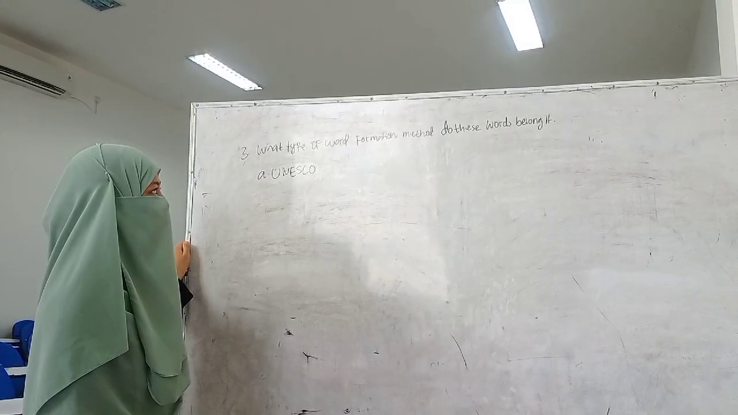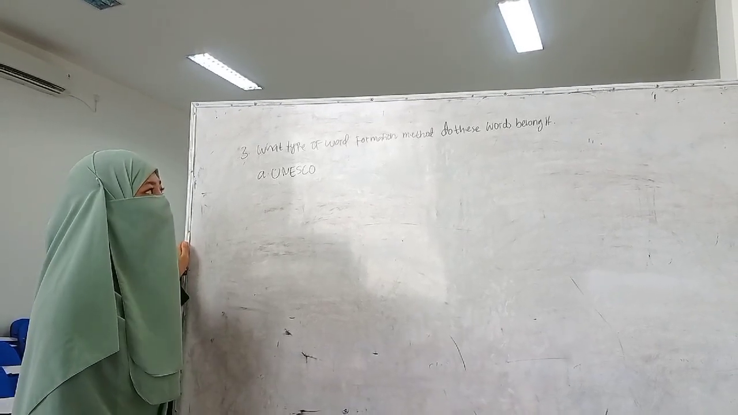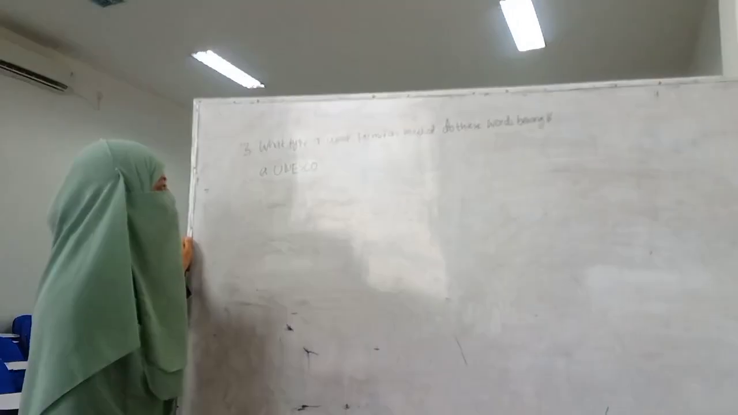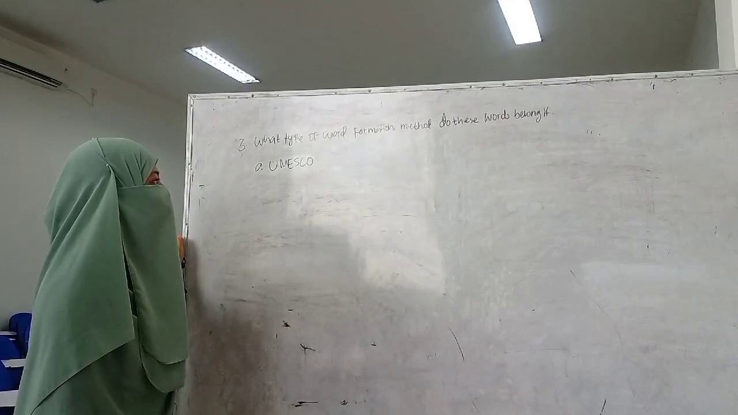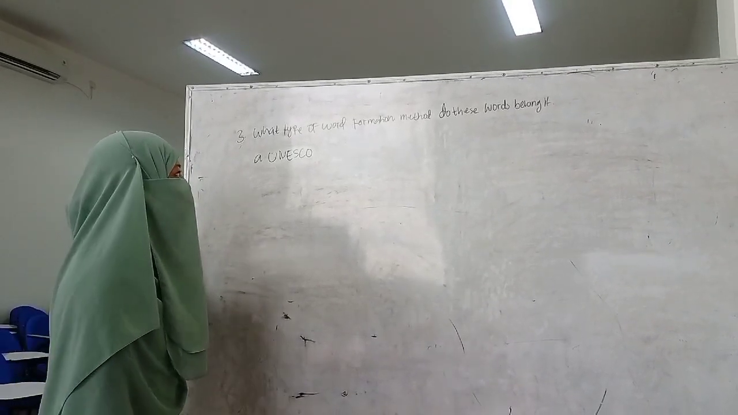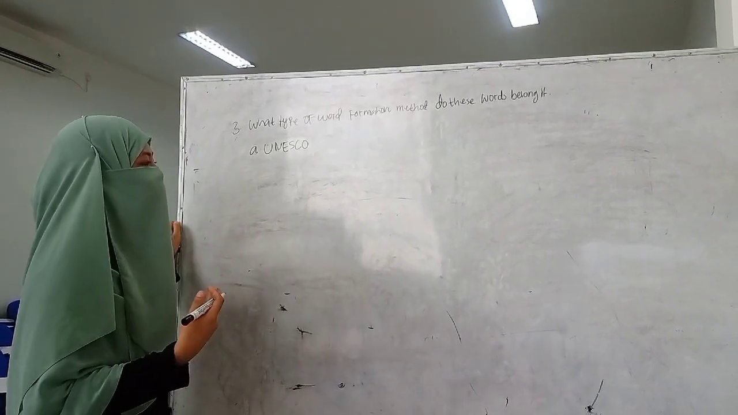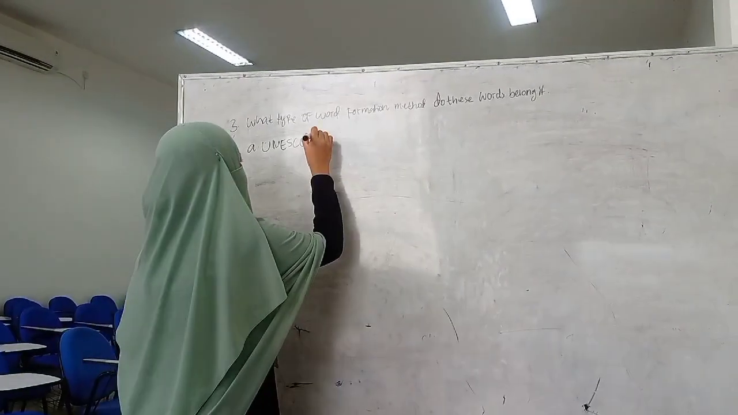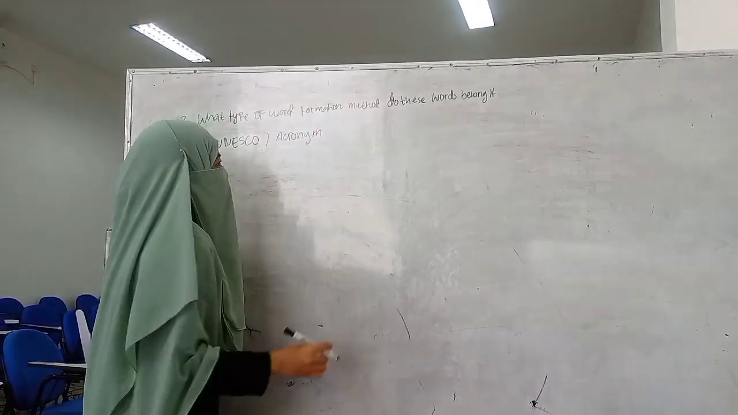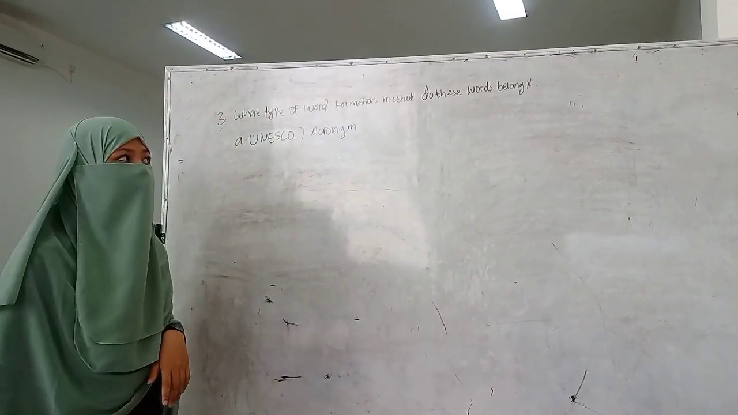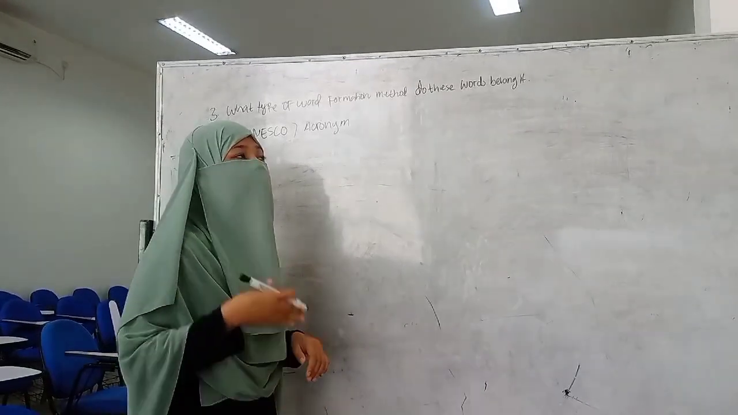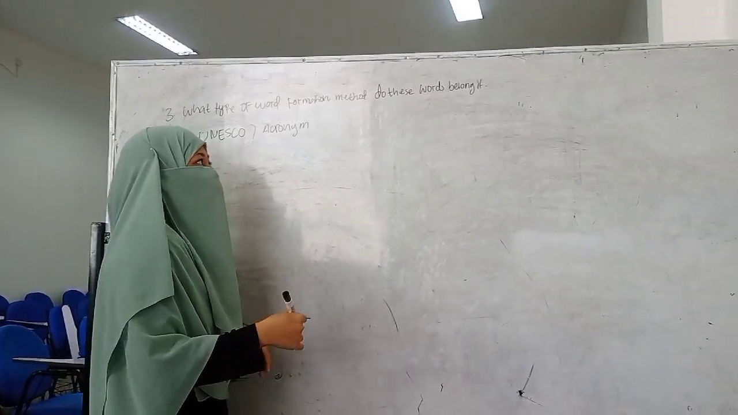Next, we move to the next material: what type of word formation method do these words belong to? Well, the first question is UNESCO. What is UNESCO? UNESCO is United Nations Educational, Scientific, and Cultural Organization. Well, the type of word is an acronym, because it is an abbreviation in the form of a combination of letters or syllables.